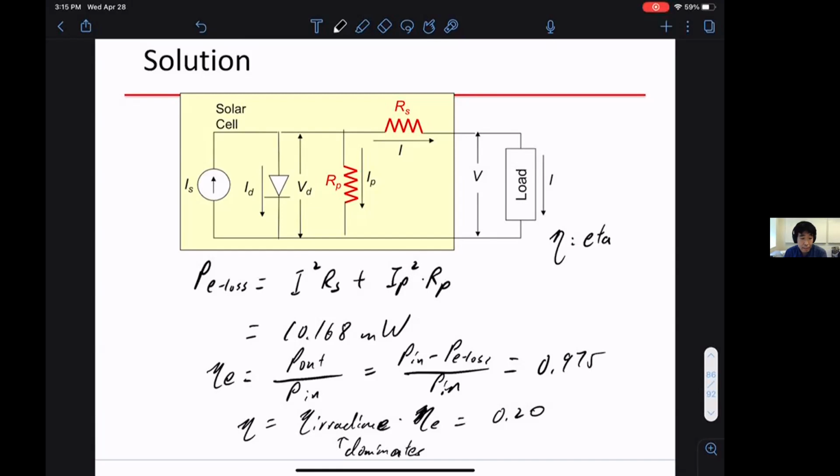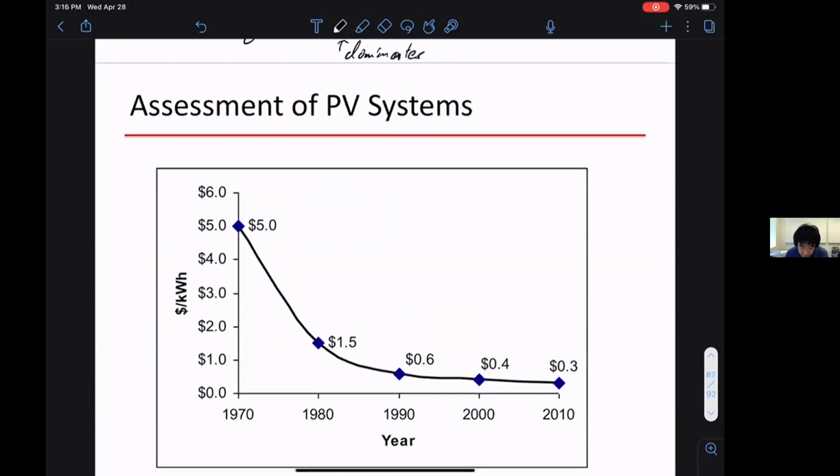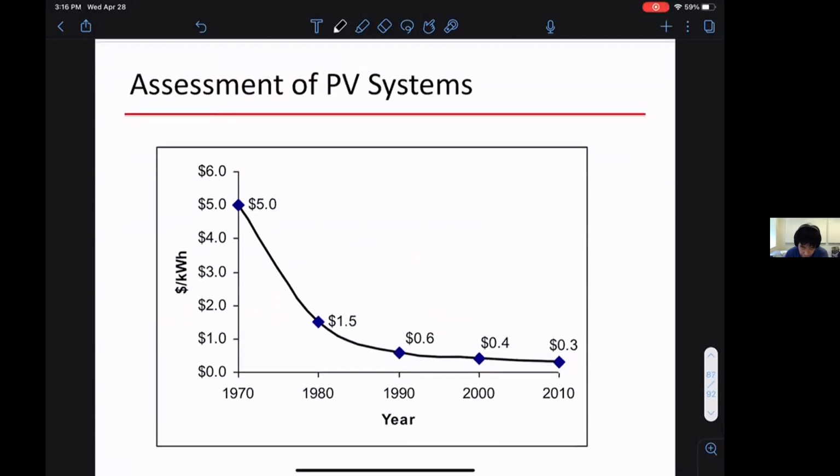Okay, all right. So this is the technical equation part. If you look at assessment of solar PV cells, of course, the cost keeps on going down. This is the reverse Moore's law effect, right? The costs keep halving every decade or so, or every 20 years.